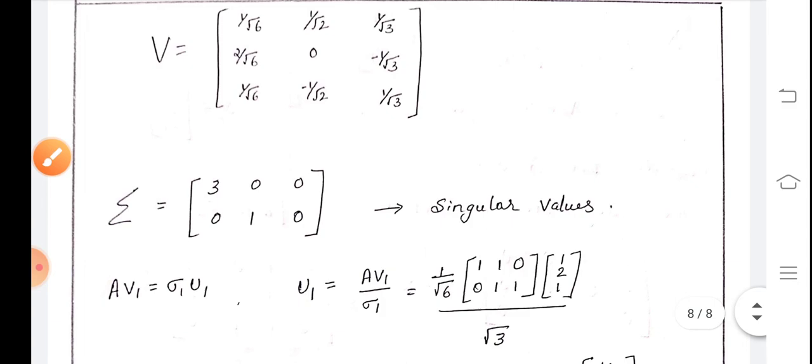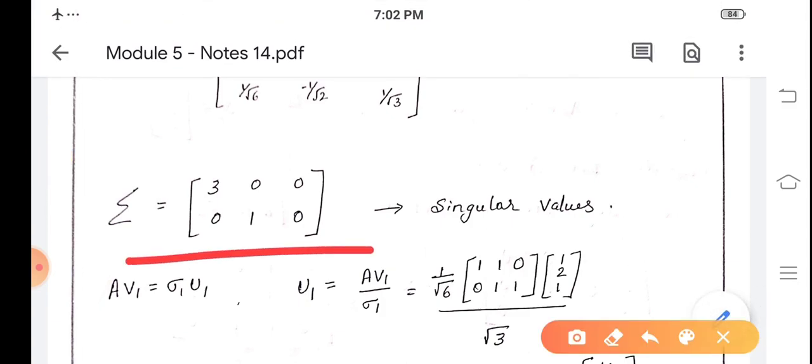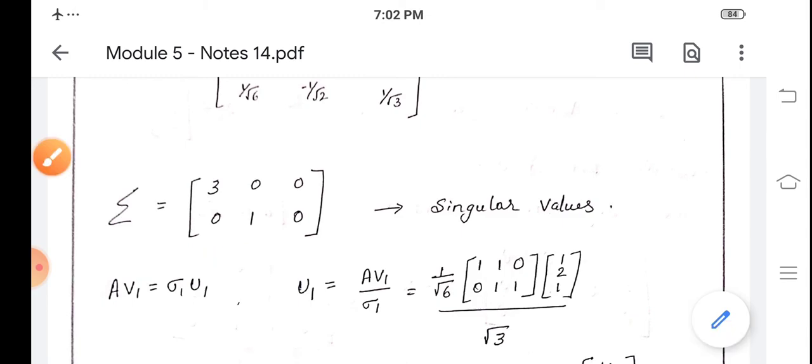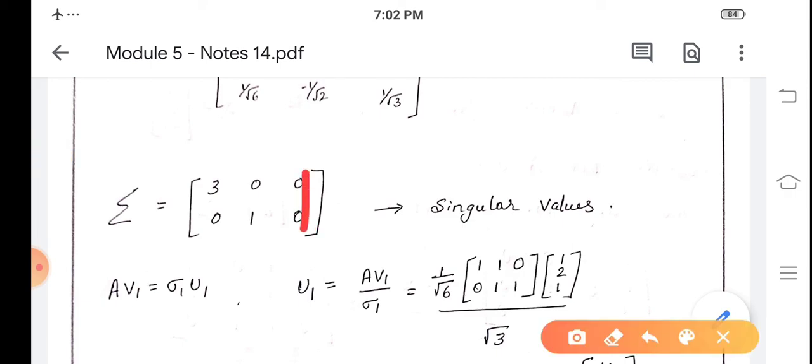Then we require the singular values. Sigma is the matrix of singular values, and since the given matrix is of order 2 cross 3, sigma is also a matrix of order 2 cross 3, 2 rows and 3 columns, where the diagonal entries are the non-zero singular values. So we take 3, 1 on the diagonal and the rest of the entries are 0. Here we can add a column of zeros. So sigma equals 3 0 0, 0 1 0.